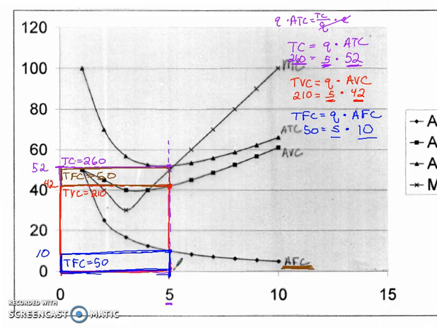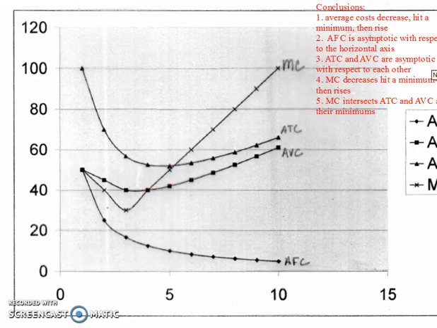We are looking at a specific level of production, and at that specific level of production, we are finding what the different costs are: the total cost, total variable cost, total fixed cost, et cetera. But the other thing that we want to do, and what we're going to start with in this video, is look at the general pattern that exists on this graph.